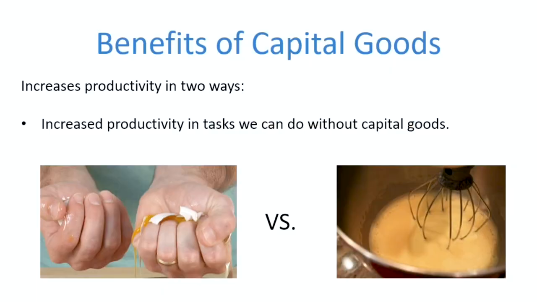What are capital goods good for? Well, they are good for increasing productivity. Right? People obtain capital goods because they help people produce more or produce the same amount in a shorter period of time. And they do so in two ways. This is highlighted by Rothbard in Man, Economy, and State. The first way we can say that capital goods increase production is that they increase the productivity of land and labor by increasing the production of goods we could produce without the capital good.